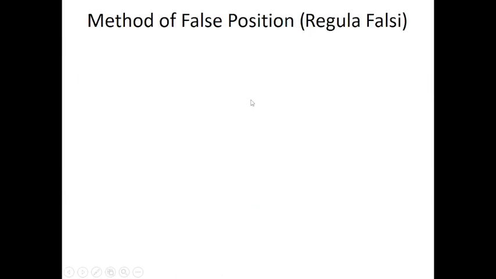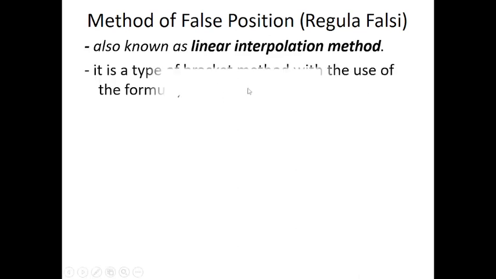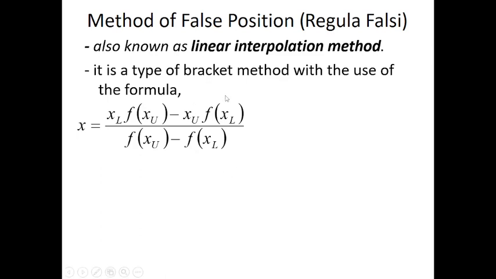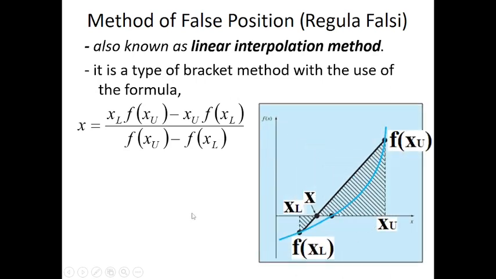So we now proceed with the second method under bracketing method, no? We have the method of false position or the Regula Falsi method. So this is also known as linear interpolation method, no? So it is a type of bracket method with the use of this formula. So to better understand this topic, let me give you this illustration. No? So let's analyze this figure.